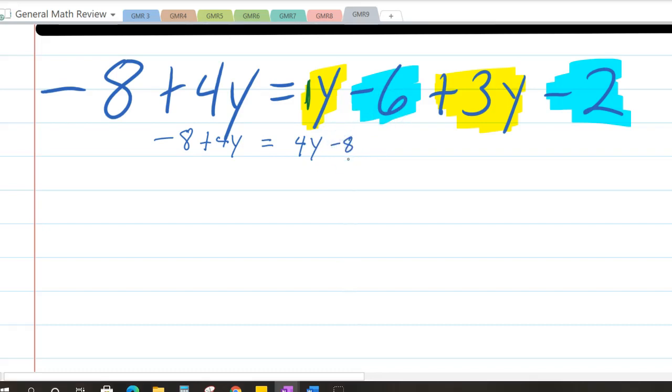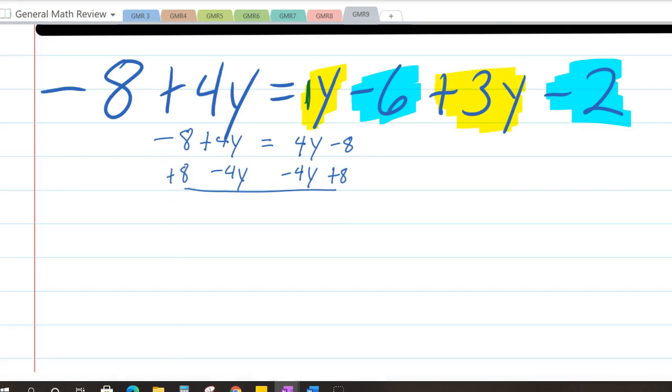Now I need all the y's on the same side. So the opposite of positive 4y is a minus 4y. What I do to one side, I do to the other. The opposite of a -8 is a positive 8. What I do to one side, I do to the other.